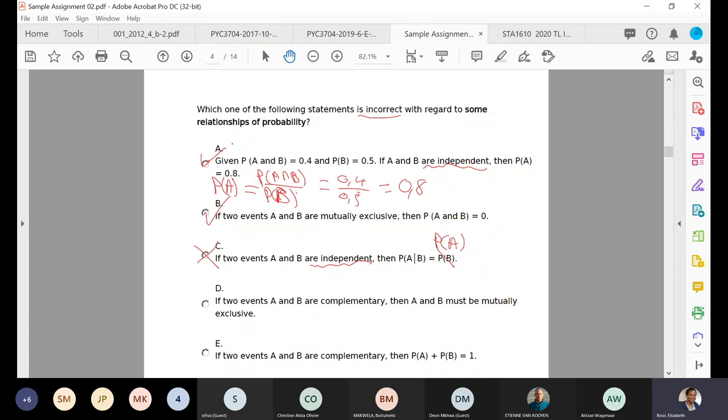If two events A and B are complementary, so A is a complement of B, or B is a complement of A, then A and B must also be mutually exclusive. Is that correct? Yes. Think about it as a coin. If A represents the head and B represents a tail, they are complements of one another. Can they be mutually exclusive? Can a head be a tail and a tail be a head at the same time? No, toss a coin, it cannot. So they are mutually exclusive. So that is correct, because they cannot happen at the same time.